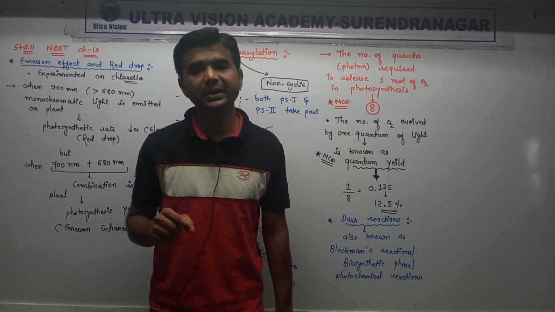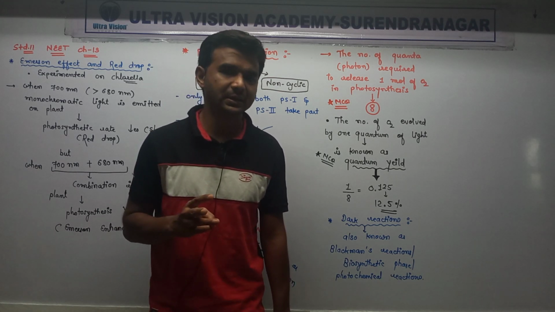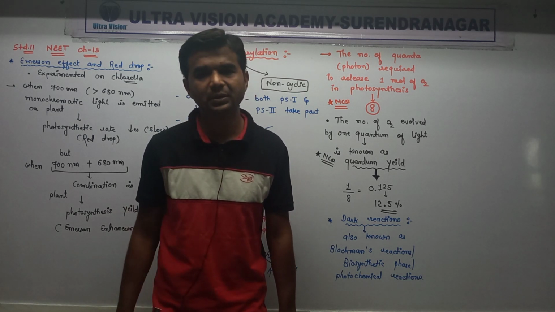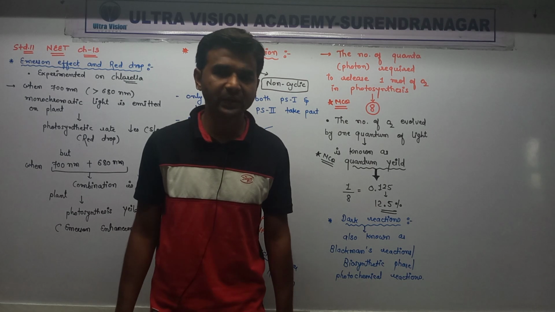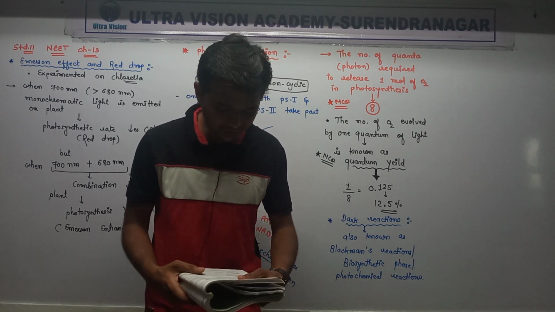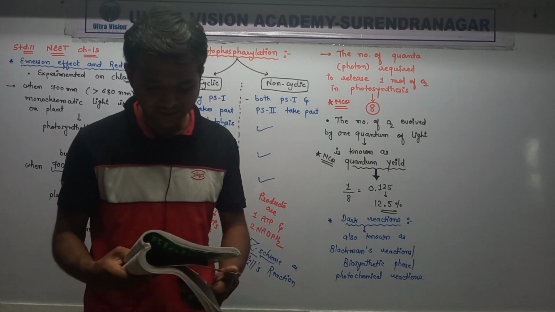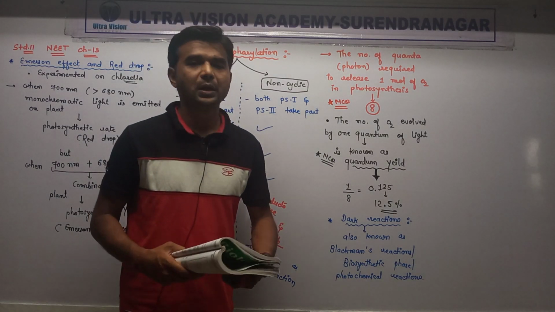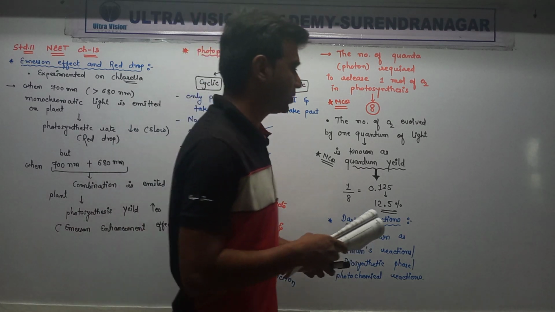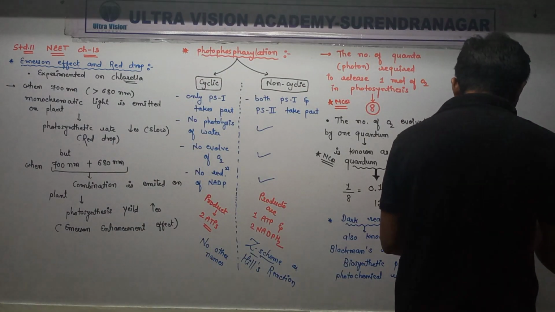So in the Calvin cycle, 3 phases are there. First phase is known as the carboxylation phase. Second is the reduction phase, and third is the regeneration phase. So in the carboxylation phase, what happens here? The RuBP sugar. RuBP sugar is also known as carboxydismutase.